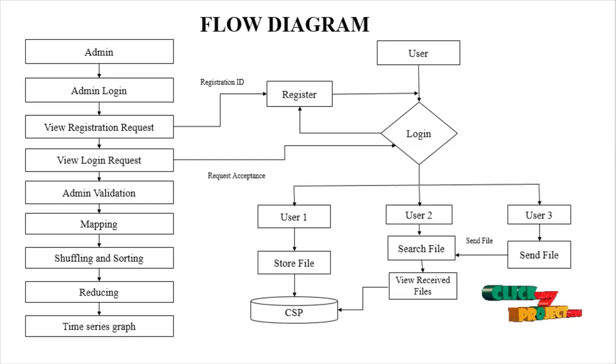Then the user has three processes. The first one is file storage, the second one is search files, and the third one is send file to another user. Details are validated by the admin, and after the validation, they can find out the DDoS attack. The resulting findings will be used to generate a time series graph.